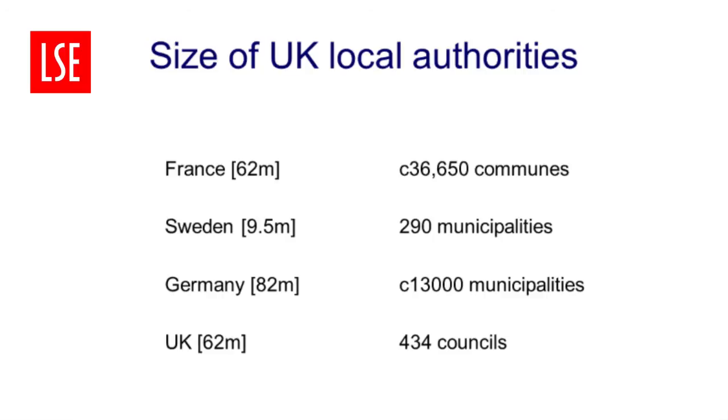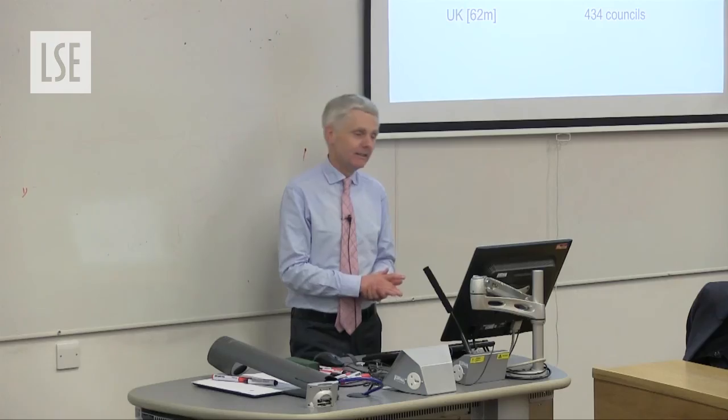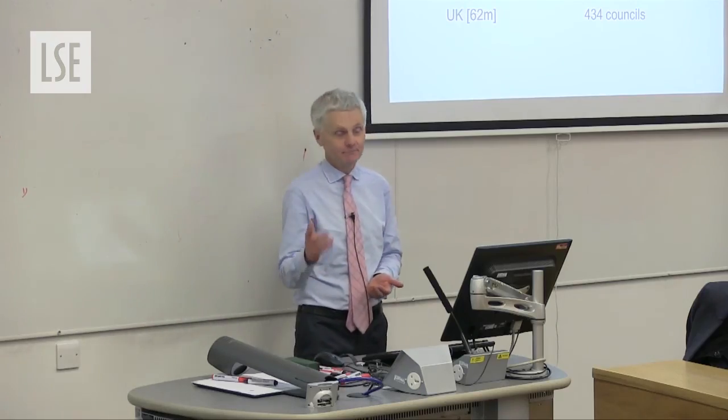I mentioned this point earlier, but just to remake it: France, which has a population of 62 million, exactly the same as the UK, fractionally bigger, has 36,000 communes. Sweden, a population of 9.5 million, which is slightly bigger than London, has 290 municipalities. London has 33, 34 with the mayor. Germany, 82 million, a bigger country, has 13,000 municipalities.